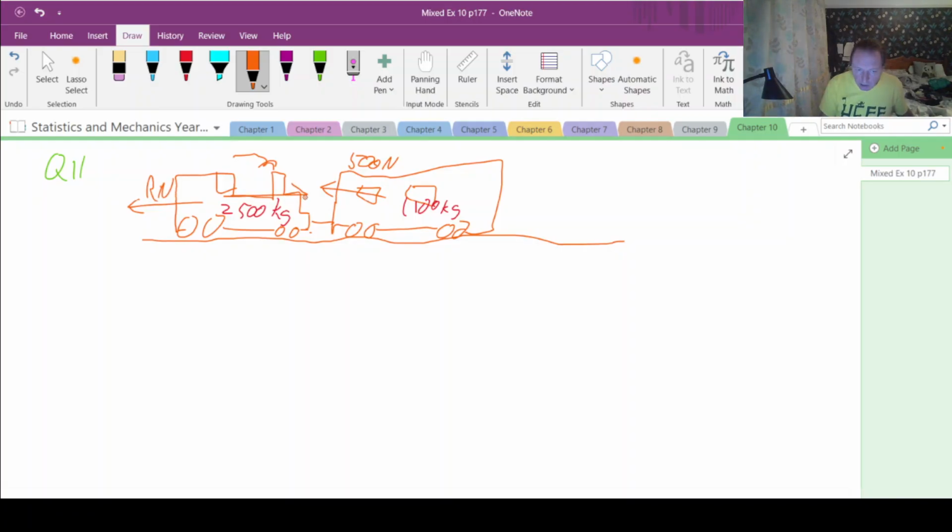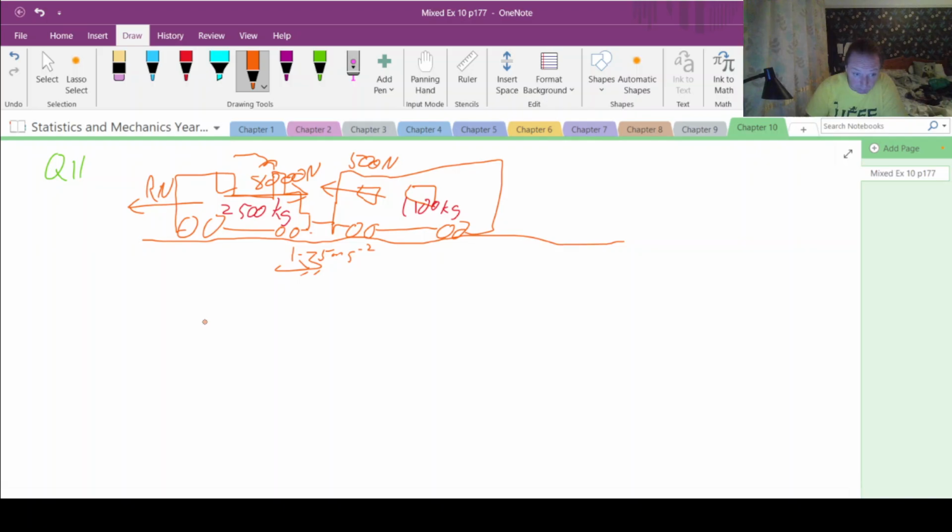Okay, so we've got 8,000 newtons coming in this direction. That causes the train and the carriages to accelerate at 1.75 meters a second squared. Okay. A. Show that the resistance to motion R acting on the train is 1,200.